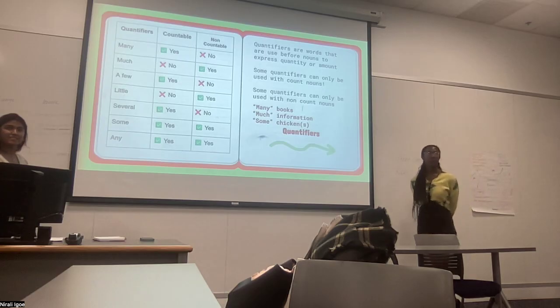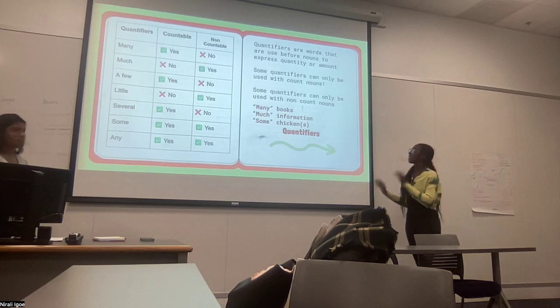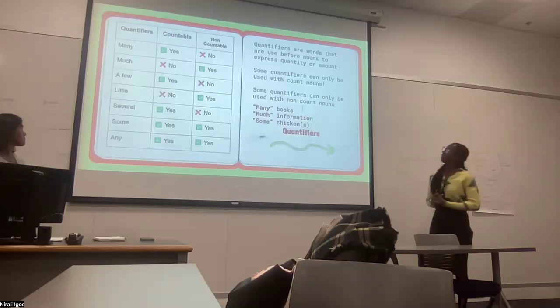There are some that are only with crossovers? No, that doesn't make sense because crossovers can be both. Yes, so just to clarify: some only with countable, some only with non-countable, and then some other ones.